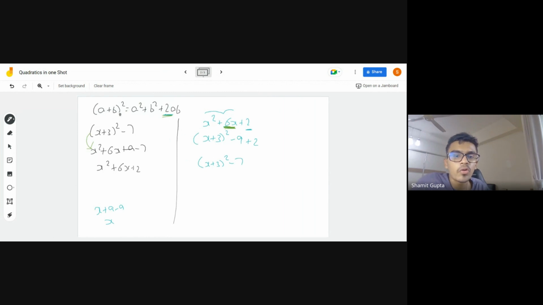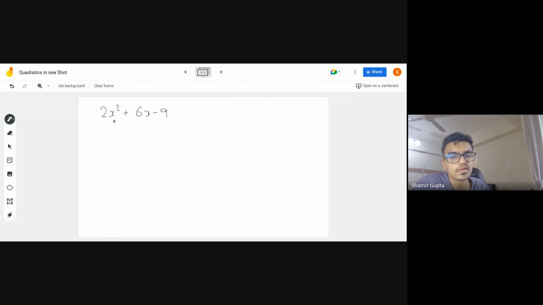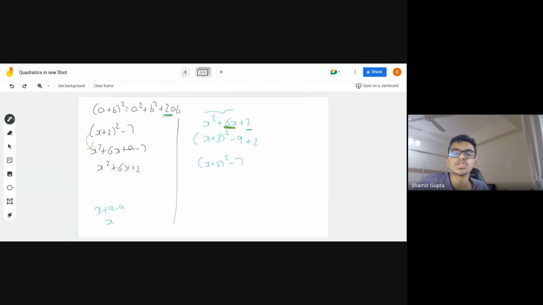We want the coefficient of x squared to be 1. Coefficient means whatever number is in front of the x squared. Here we have 2 as the coefficient. We want the coefficient to be 1. Now, Shamit, why do we want the coefficient to be 1? It's because in a plus b squared, a is just a, b is just b. So it's a squared plus 2ab plus b squared.